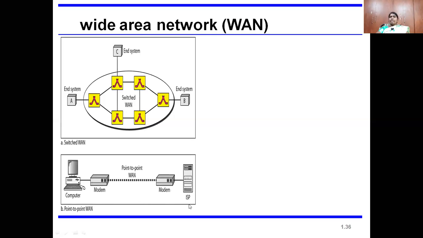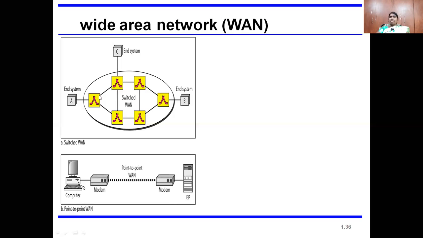Here is an ISP, Internet Service Provider. This term I will also be explaining today in the last part of our session, or might be in the next session, in the introduction part. If time permits, today in this session I will complete Internet Service Providers also. Here we have a point-to-point WAN connection, meaning a modem is directly connected to another modem. It is connected directly, meaning nothing is there in between.